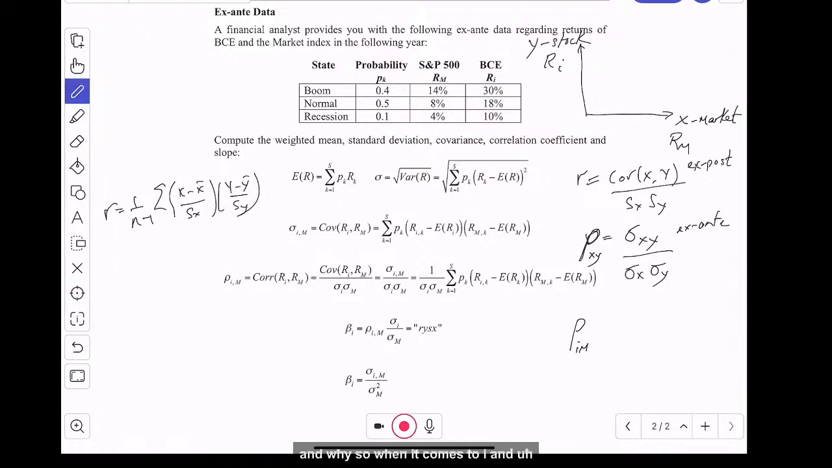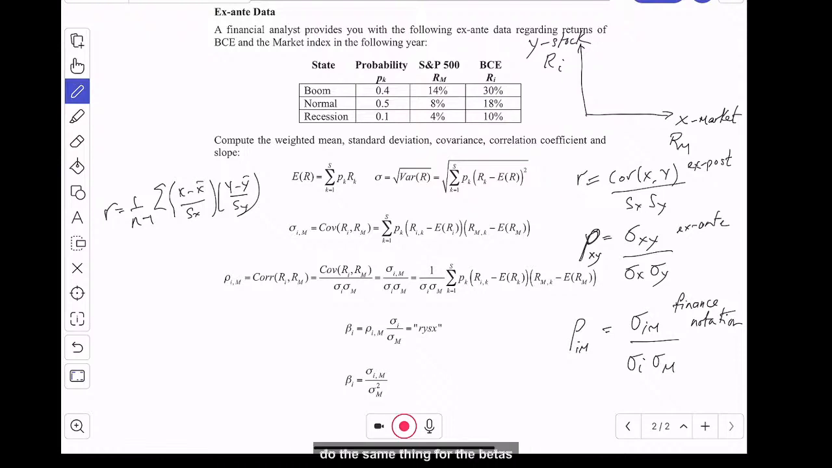So when x and y are i and m, I put the i first, im. The covariance would look like sigma im, and the two standard deviations would be sigma i, sigma m. So this is for finance notation. Okay, so I'm just doing the translation. This is like Google Translate.